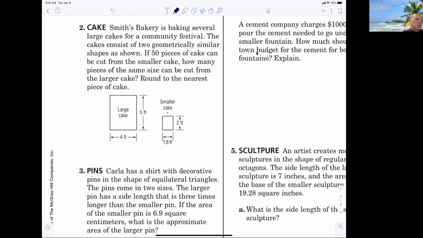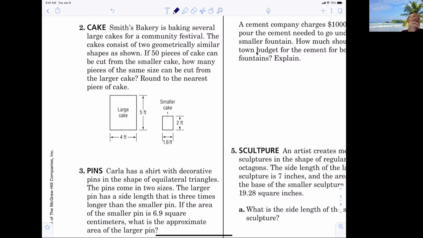What? Because I'm not sure what you're doing. 62.1 centimeters squared. Okay, you're supposed to be getting better. What?